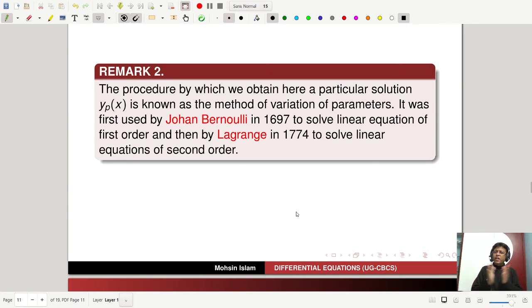And remark 3, a historical note. The procedure by which we obtain a particular solution ypx is known as the method of variation of parameters. It was first used by Johann Bernoulli in 1697, at the end of the 17th century, to solve linear equations of first order, and then by Lagrange in 1774, in the 18th century, to solve linear equations of second order. So that was the historical note behind these calculations.